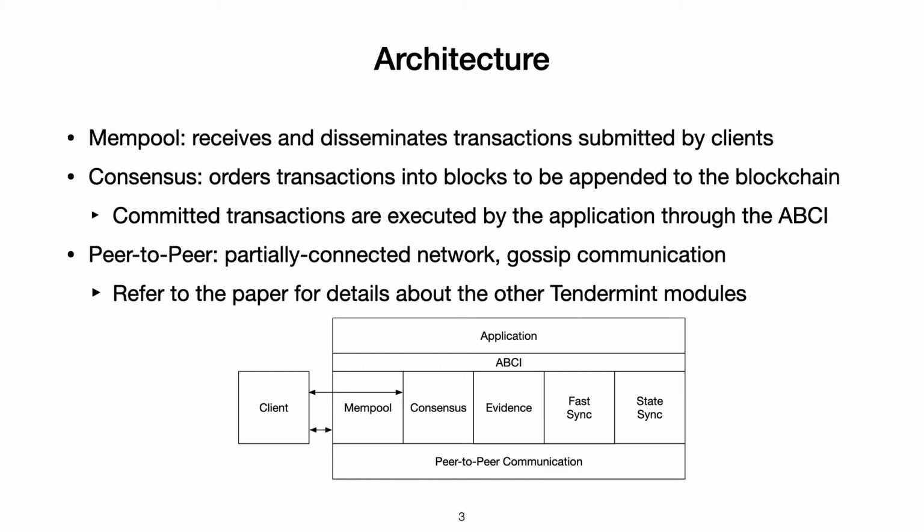When transactions are committed by the consensus protocol, they are appended to the blockchain. They are also delivered to the application that executes them. This is done through the ABCI, which stands for Application Blockchain Interface. The peer-to-peer module is responsible for the interaction between nodes in a partially connected network. All the communication is done via Gossip.